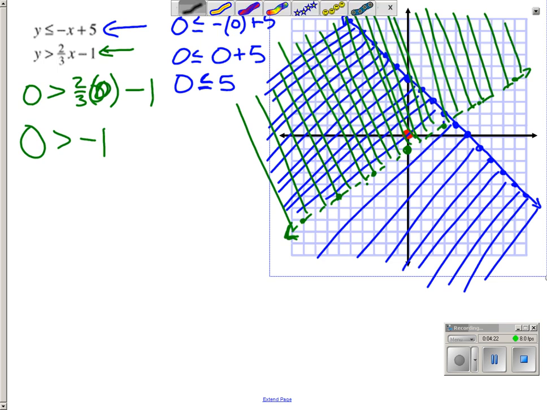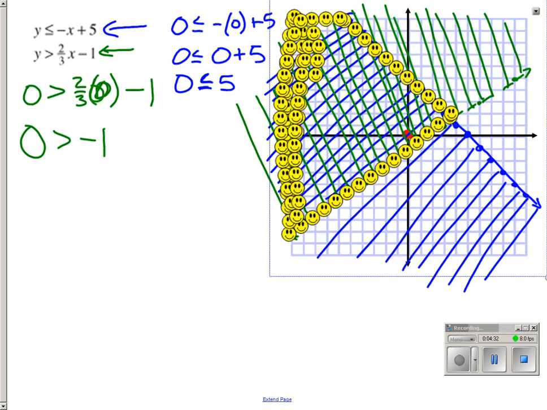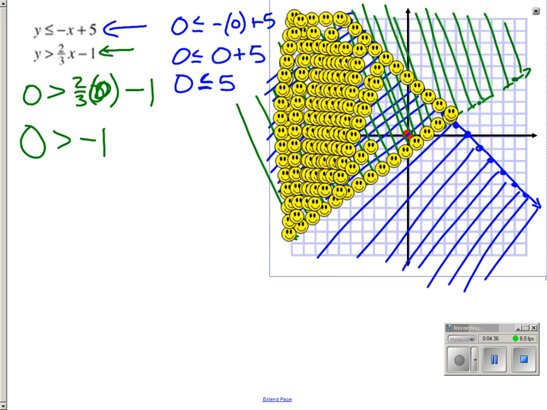So I'm going to take my guy. We'll do it with smiley faces this time to make it a little different. My solution region is all the stuff on my graph that's all in here. This is my solution region. You see where it was green and blue with the crosshatch. 0, 0 worked on both of them.